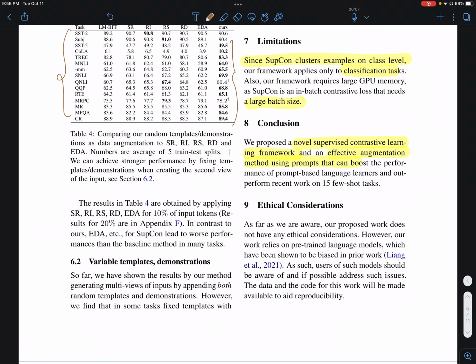So the main takeaway of this paper is adding this contrastive learning framework, the contrastive loss, along with the cross entropy loss, and having good data augmentation techniques using templates as well as demonstrations. They can basically boost the performance of prompt-based language learners, and they outperform the state of the art in few shot tasks.